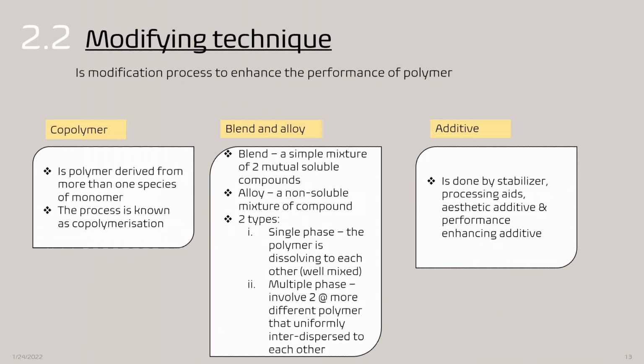In single-phase, the polymers dissolve in each other or are well mixed, while multiple-phase involves two or more different polymers that uniformly interdisperse with each other. While additive modification is done by stabilizer, processing aids, aesthetic additive, and performance enhancing additive.